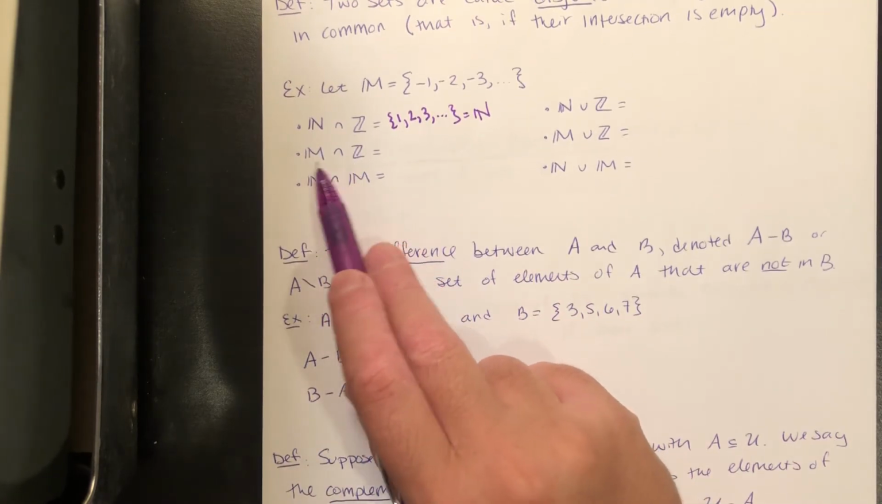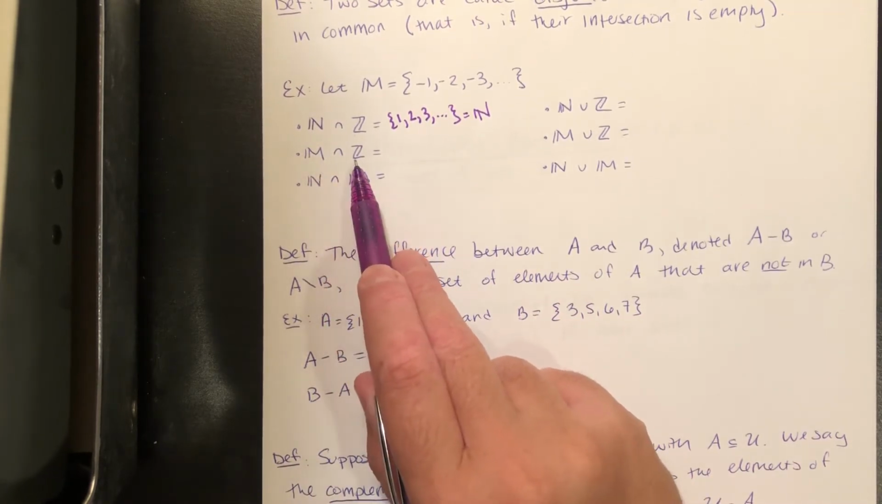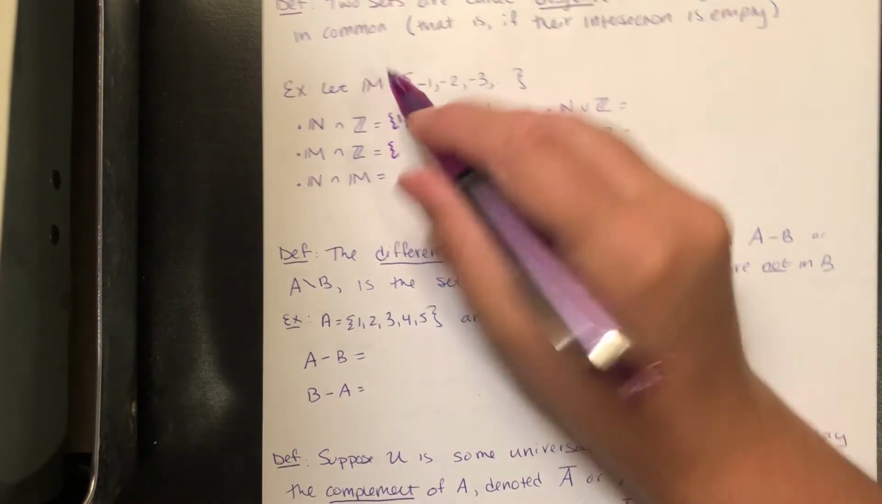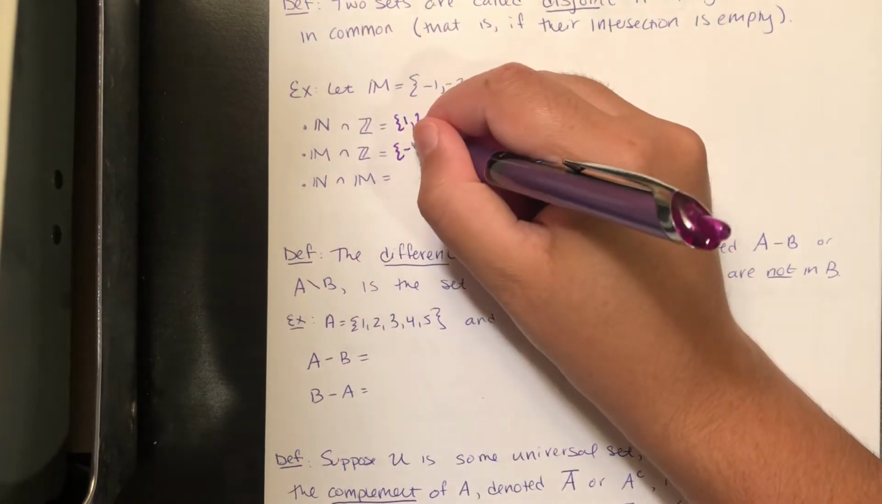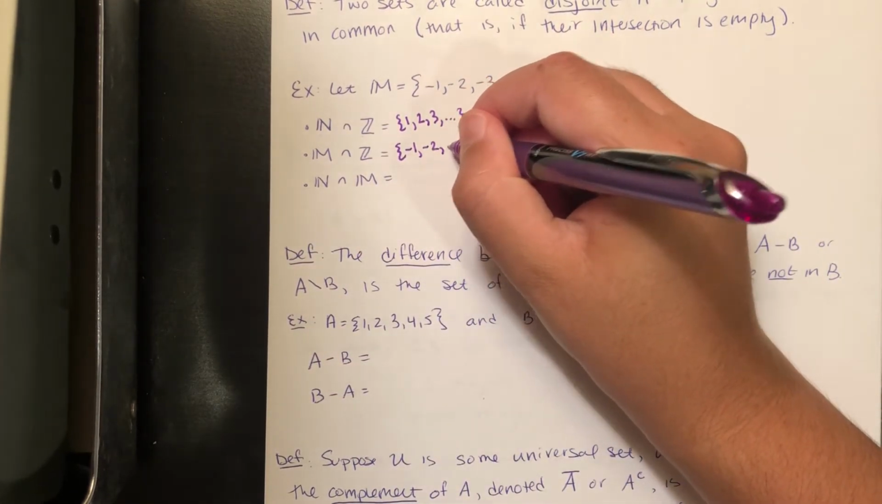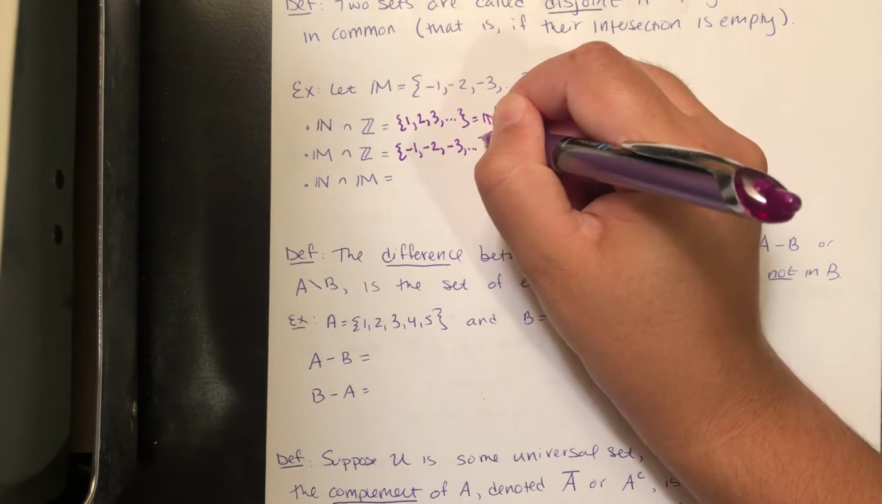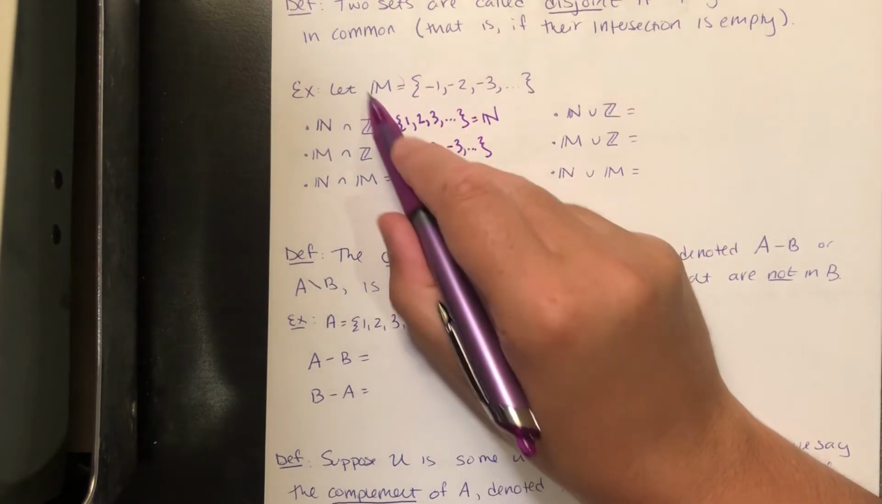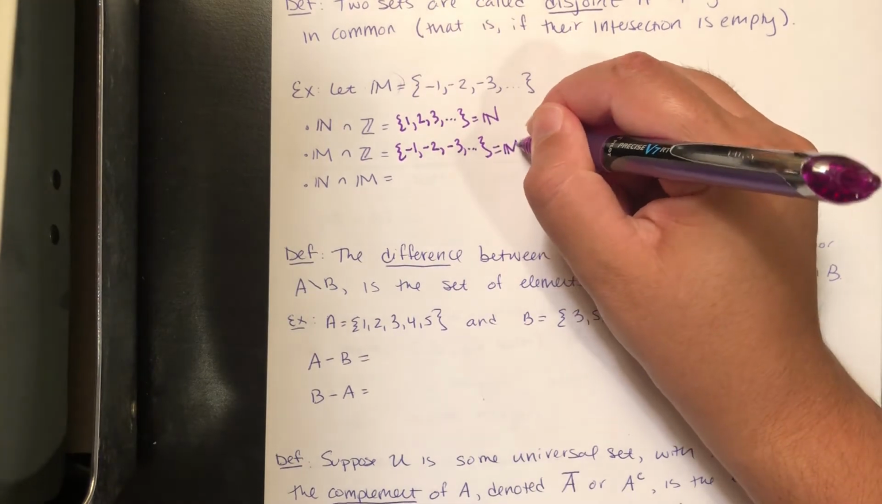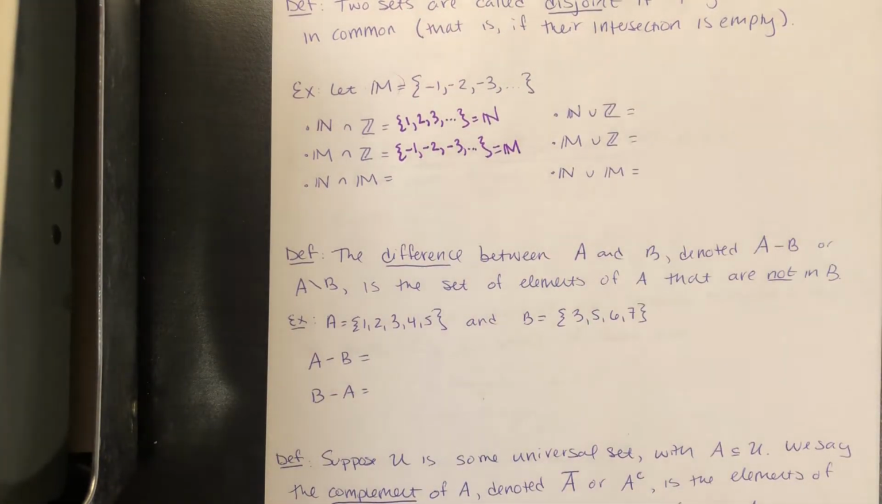How about M and Z? So M is the negative integers, and Z is just all of the integers. Well, -1 is in this set M. It's also an integer, so it will be in the intersection. -2 was in both, -3 is in both. Same thing. This set M happens to be a subset of the integers, so their intersection is just going to give you back that set M again.